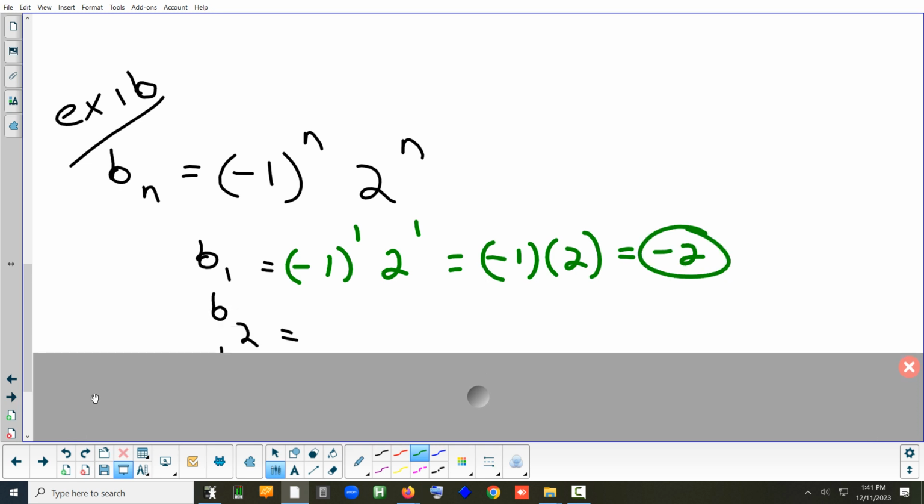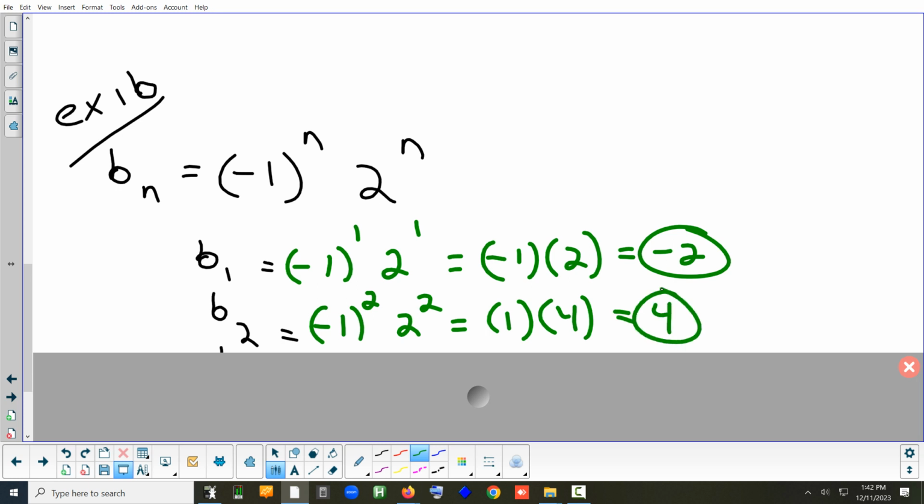Okay, let's find the second term. So now fill in 2. So -1 squared and 2 to the second. Okay, Alex, what's -1 squared? 1. Yep, it's going to be 1. And 2 to the second power? 4. And 1 times 4 gives me 4.